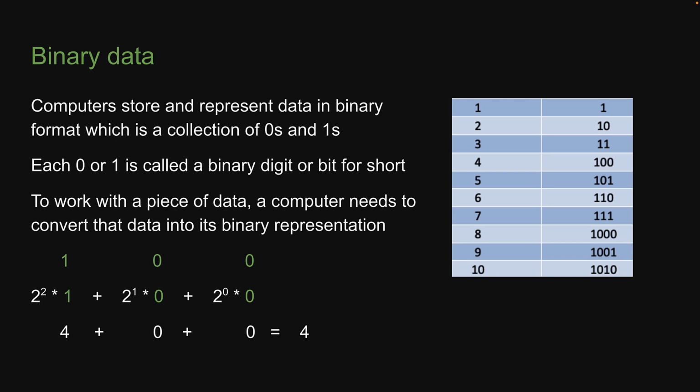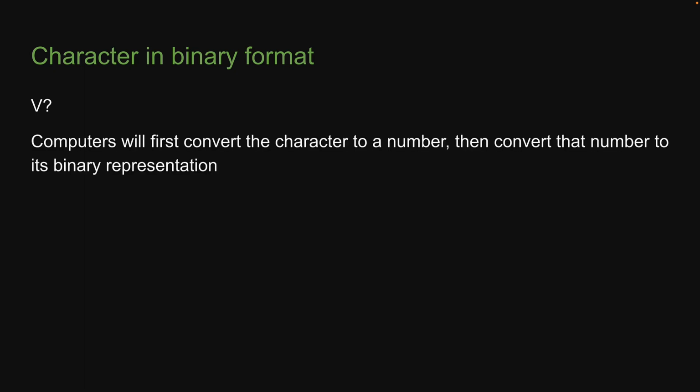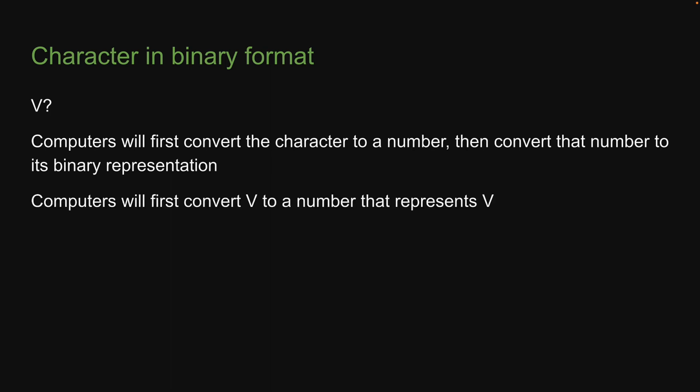But you have to keep in mind, numbers are not the only data type we work with. Strings are something we come across quite often. So how will a computer represent a character in binary format? For example, the letter V. How does the computer convert V to binary? Well, as it turns out, computers will first convert the character to a number, then convert that number to its binary representation. So for the character or string V, computers will first convert V to a number that represents V.